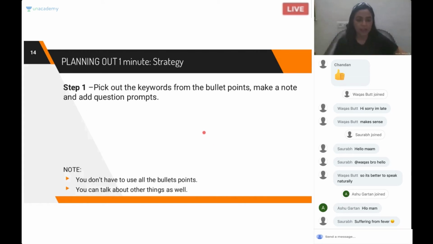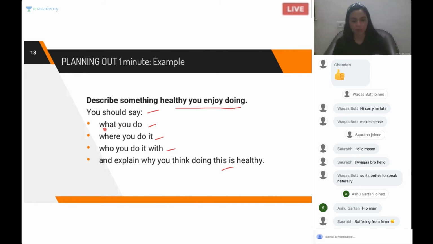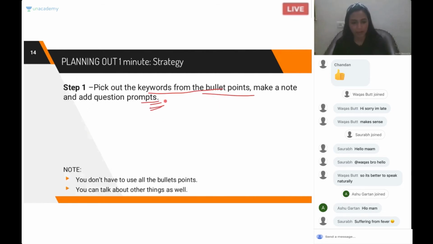Yeah? Step 1 says pick out the keywords from the bullet points and make a note and add question prompts. Yeah? What are question prompts? What are the keywords? So let's see here. The moment I see it, I have a couple of things that I can quickly put a note on: words like what, where, who, and why, right? So we'll quickly write them on the paper that we get, right? So that's your step 1. I want you guys to do this along with me too. Okay?